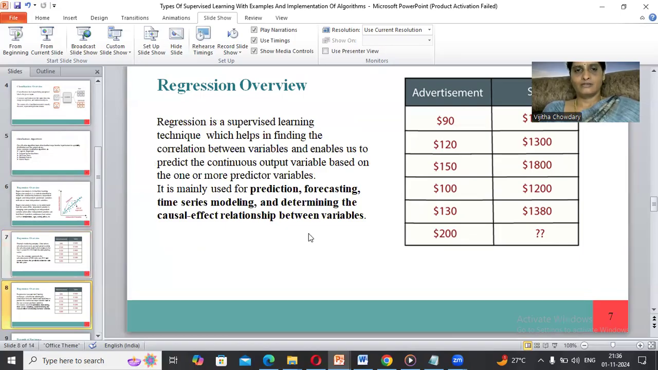It is a supervised learning technique, as we already know, which helps in finding correlation between variables and enables users to predict continuous output variables based on one or more predictor variables. It is mainly used in prediction, forecasting, weather forecasting, time series modeling, and determining the causal effect relationship between variables.